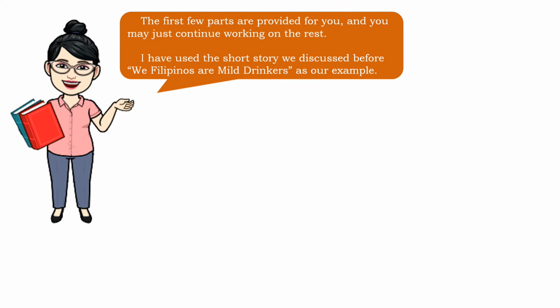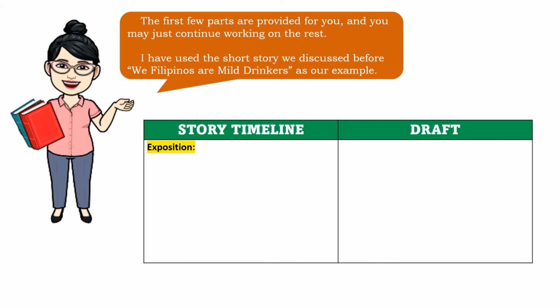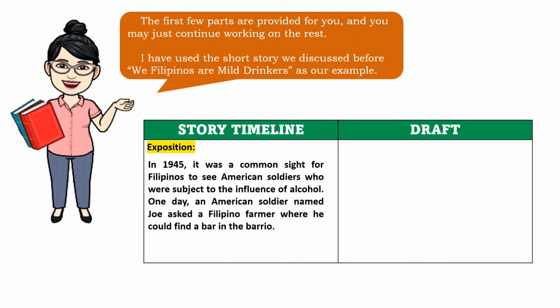Here is a sample exposition part of our story timeline. In 1945, it was a common sight for Filipinos to see American soldiers who were subject to the influence of alcohol. One day, an American soldier named Joe asked a Filipino farmer where he could find a bar in the barrio. And from this story timeline, I composed my draft.